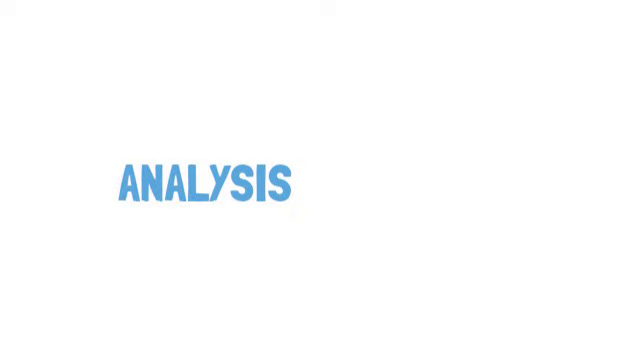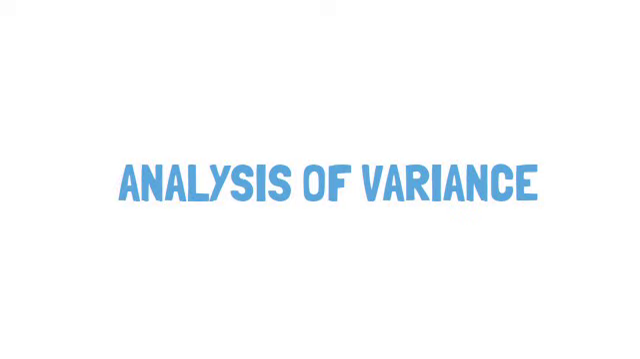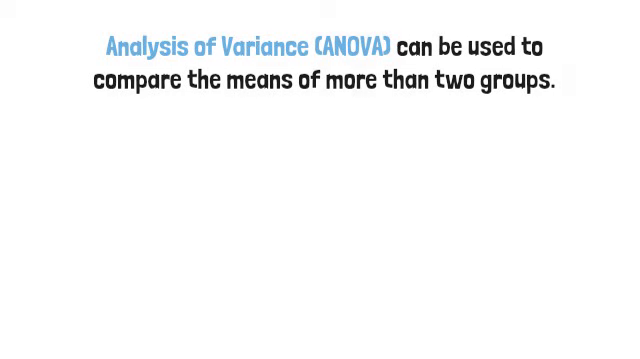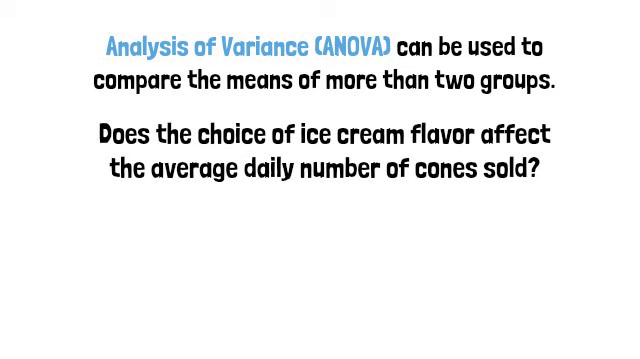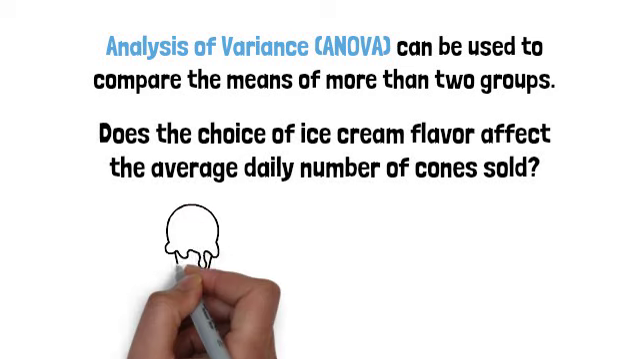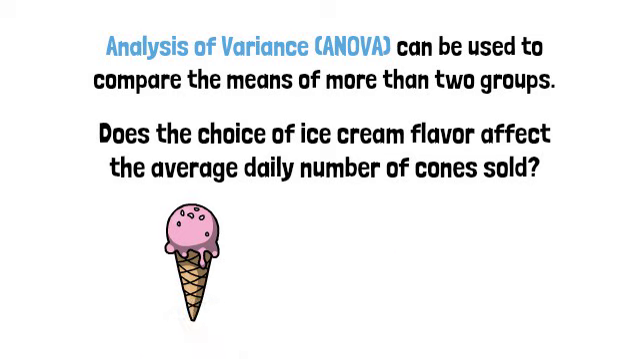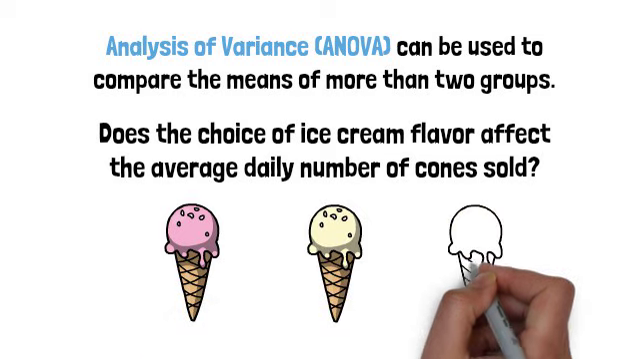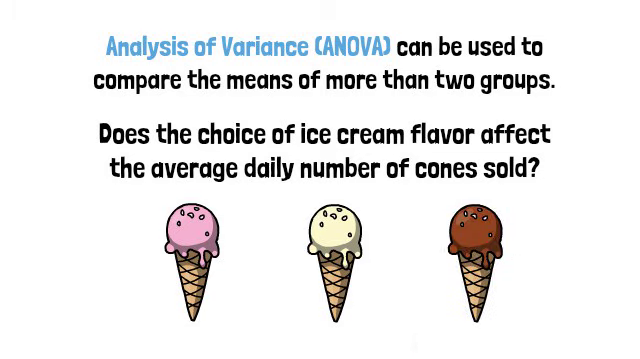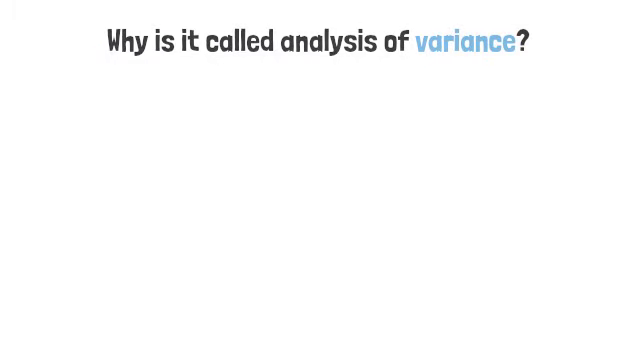In this video, I'll be talking about analysis of variance. Analysis of variance, or ANOVA, can be used to compare the means of more than two groups. For example, does the choice of ice cream flavor affect the average daily number of cones sold at a certain ice cream shop? Say we wanted to compare the average daily number of cones sold between three flavors: strawberry, vanilla, and chocolate.